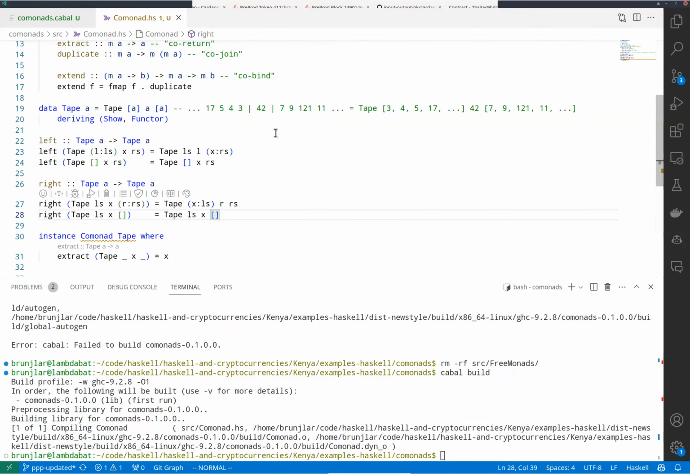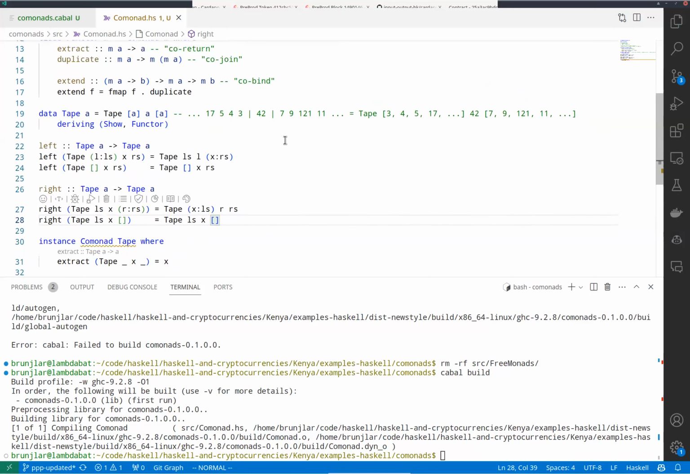So if we move to the right, then the 7 would be in focus. The 42 would now be on the left as well, and the old right elements, starting at 9, would be the new right elements. Okay, and with these operations, now we can implement this duplicate.